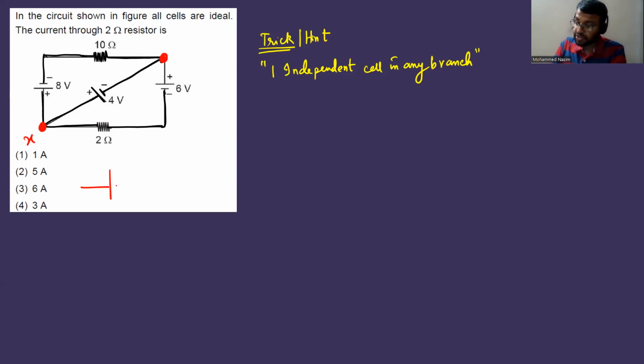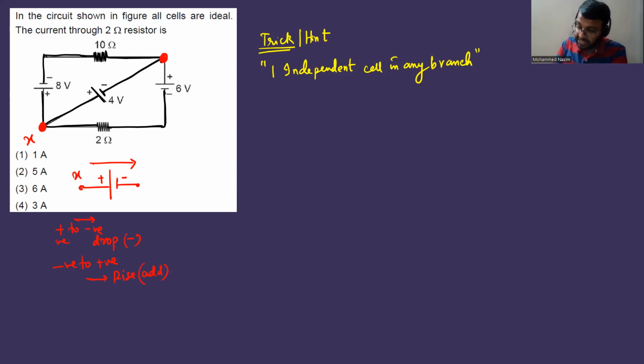Be very careful here. If the potential of this is X, and I go from here to here, where am I moving from? I'm moving from positive terminal to negative terminal, which means it is a drop. Positive is high, negative is low, so positive to negative will be a drop. If I'm moving from negative to positive, negative is low, positive is high, so there is a rise. For a rise, you will add, and for a drop, you will take minus, isn't it?